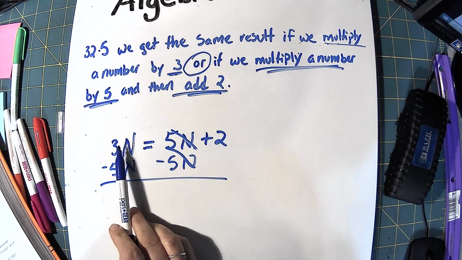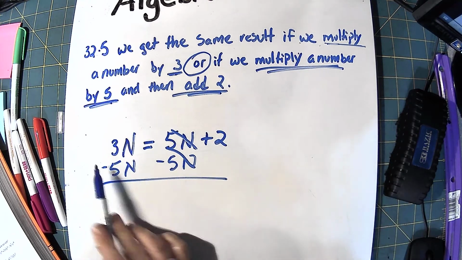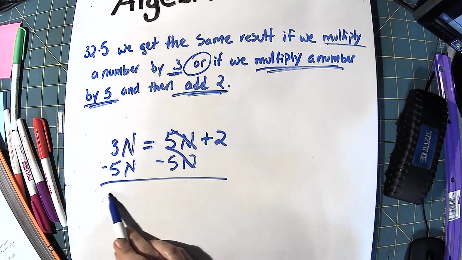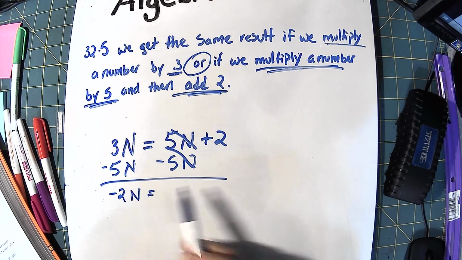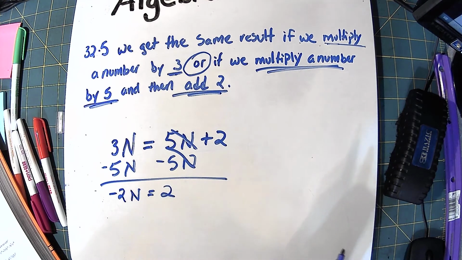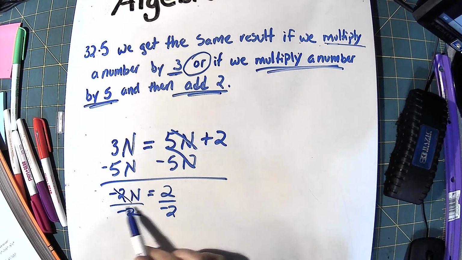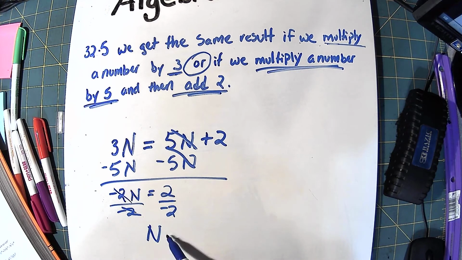If we did minus 3, we'd end up with 0 over here. And then we just have to move the 2 to the other side. And it would just be in more trouble than it's worth. Alright, so this will be negative 2n equals 2. And then we're going to divide by negative 2. And we're going to get n is equal to negative 1. So on that one, the answer is negative 1.